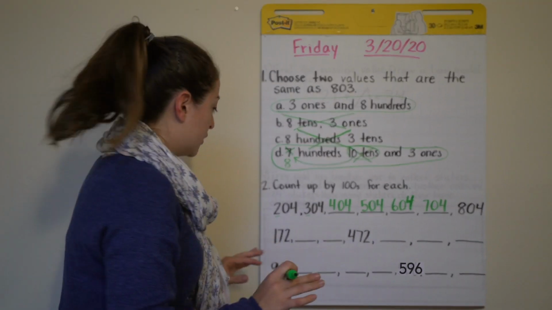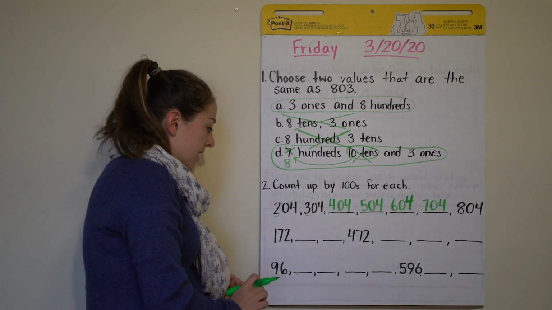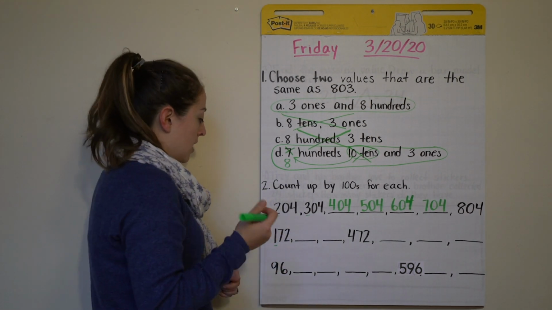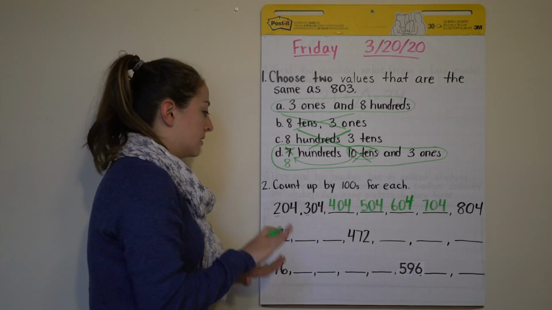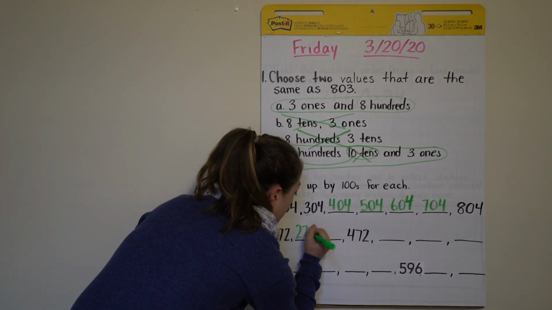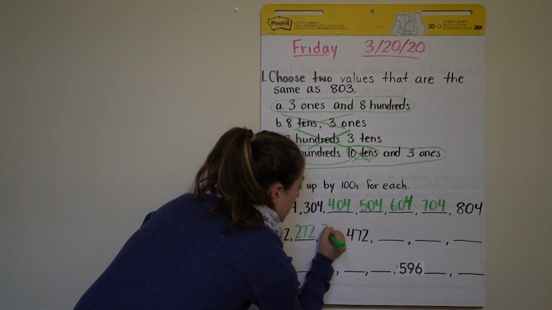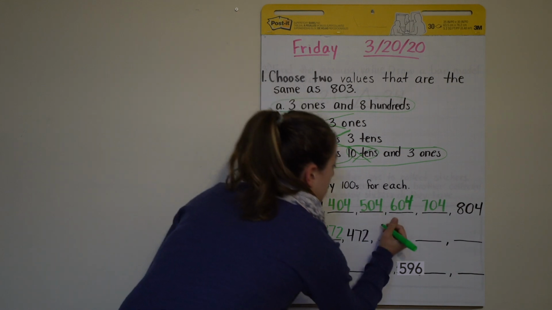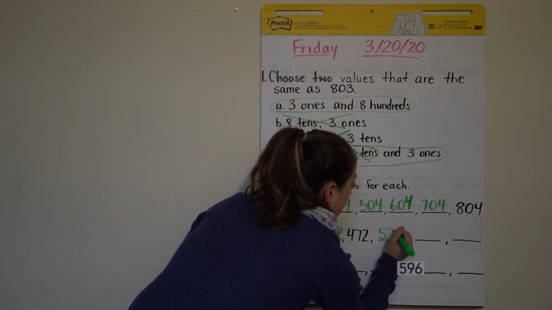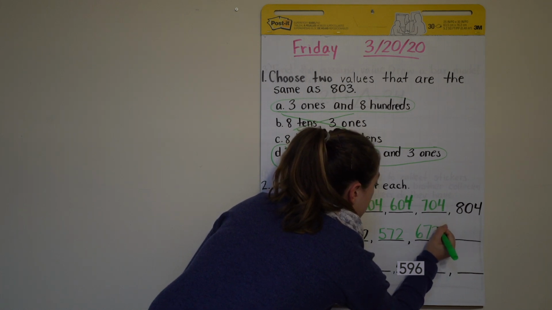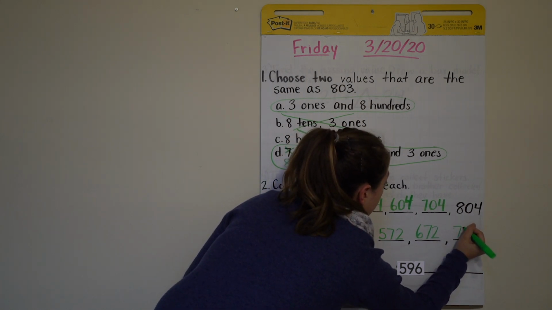All right, I'm gonna start it. 172, I know that my hundreds place is going up and my tens and ones are staying the same. So then 272 would come next, 372, 472, 572, 672, 772.